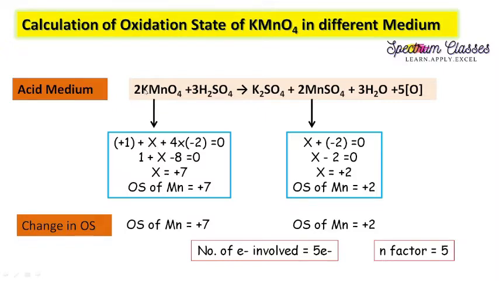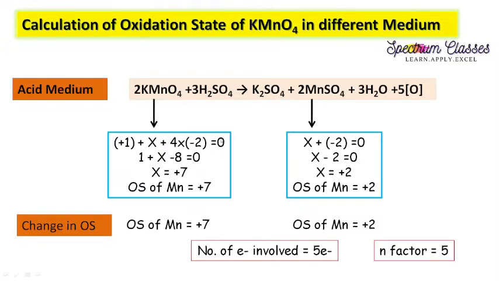Here we have potassium, and potassium has +1 oxidation state. Suppose we have x oxidation state for Mn. So I place x over here, plus here we have the subscript 4, so 4 multiplied by O, and the oxidation state for oxygen is -2. On solving this equation, we get the result.